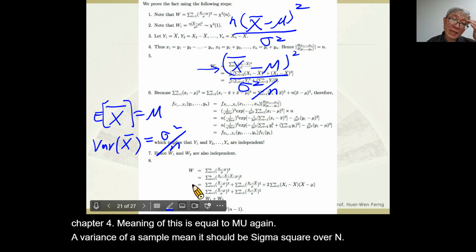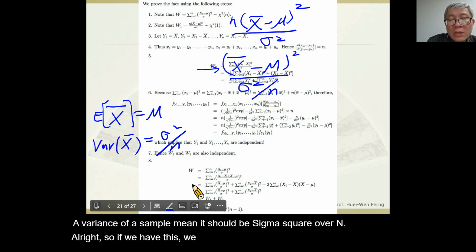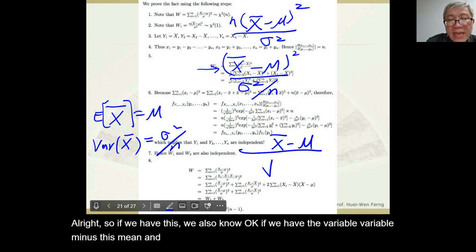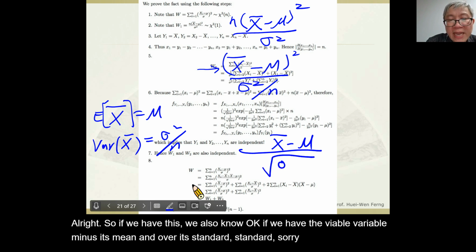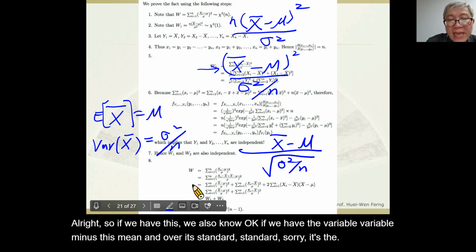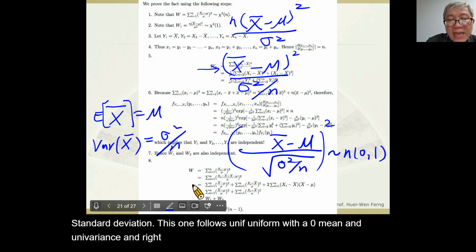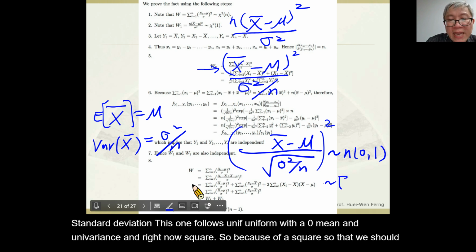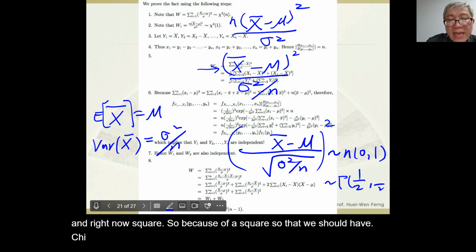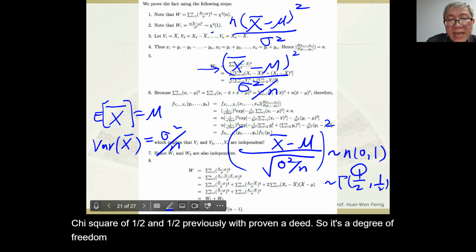Alright, so if we have a variable minus its mean and over its standard deviation, this follows normal with zero mean and unit variance. And right now, square. Because of the square, we should have chi-square of a half and a half. Previously we've proven this, so it's degree of freedom 1. So yes, it's degree of freedom 1. All right, so now we reach step 2.